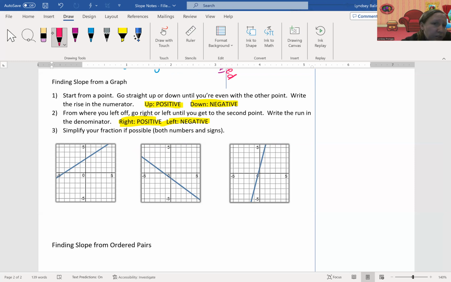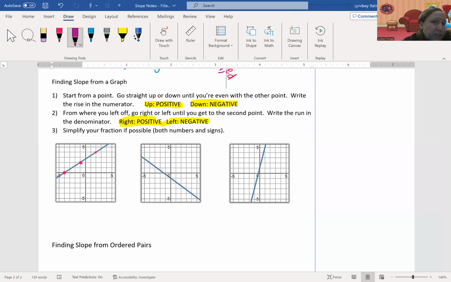So there's a point right here at -4, 0. There's another one here at -1, 2. And there's also a third one up here at 2, 4. You can use any two of those. It does not matter, and I'll show you that in a second. I'm going to choose this one here and this one here. I'm going to start at the bottom one. Once again, it does not matter which one.